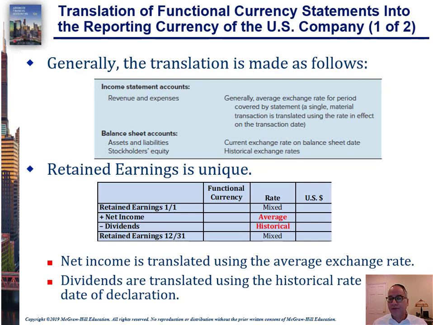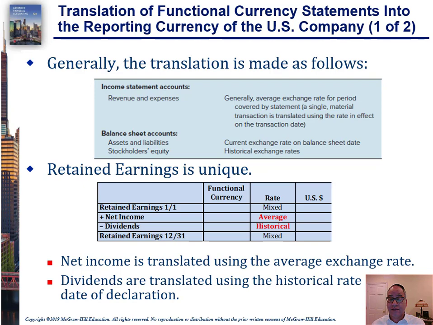If there's a single material transaction, then that would be translated using the rate in effect on that date. Assets and liabilities all go at the current exchange rate, and stockholders' equity goes at historic rates, with one exception, that's retained earnings. With retained earnings, we're going to need to roll it forward.